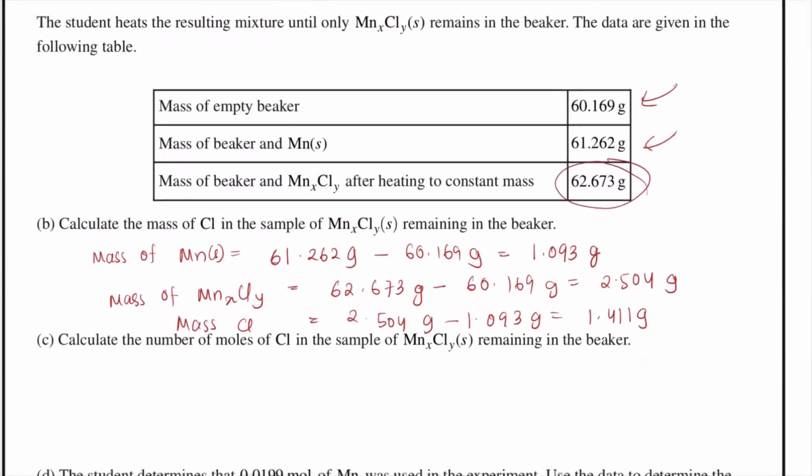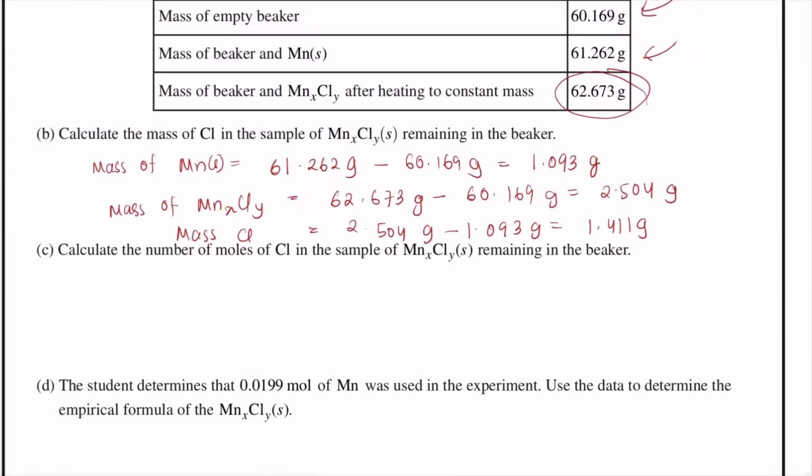Now we want to find the number of moles of chlorine, right? The number of moles, if you know, equals the given grams over the molar mass. Or you can use the dimensional analysis way to find the answer, but it's just the same thing.